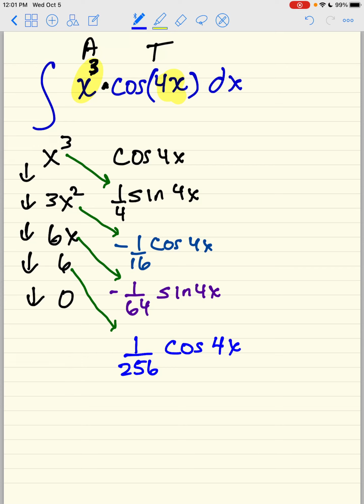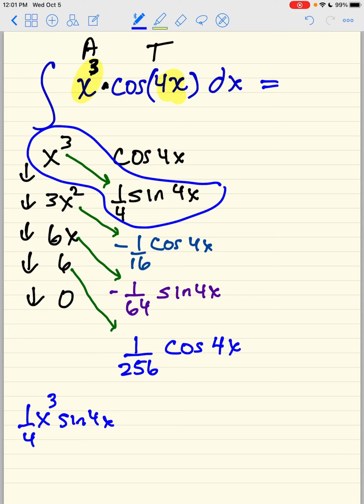So my final answer for something like this would be x to the third times 1/4 sine 4x. So that's the first part. The second part will be, and you also have to do plus, minus, plus, minus, plus, minus, okay? So this is a different type of method, so that's fine. Negative times a negative is a positive, okay? And then positive times that negative is going to be 6 over 64.